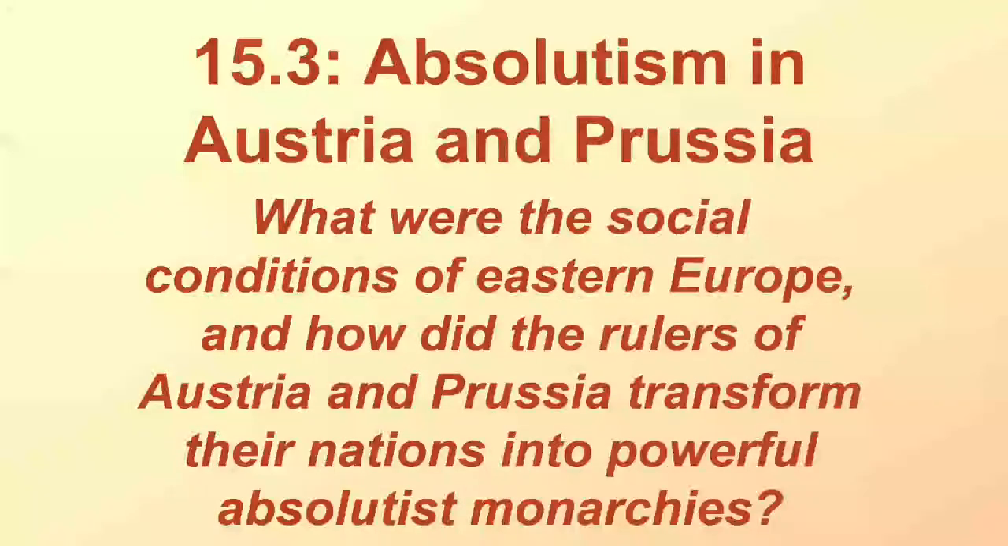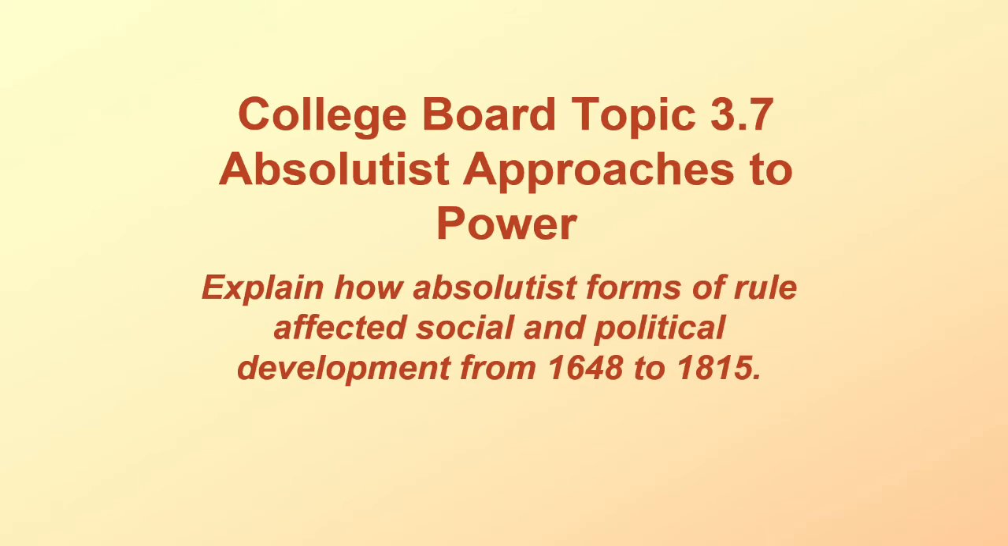This is Lesson 15.3, Absolutism in Austria and Prussia. What were the social conditions of Eastern Europe, and how did the rulers of Austria and Prussia transform their nations into powerful absolutist monarchies? College Board Topic 3.7, Absolutist Approaches to Power. Explain how absolutist forms of rule affected social and political development from 1648 to 1815.